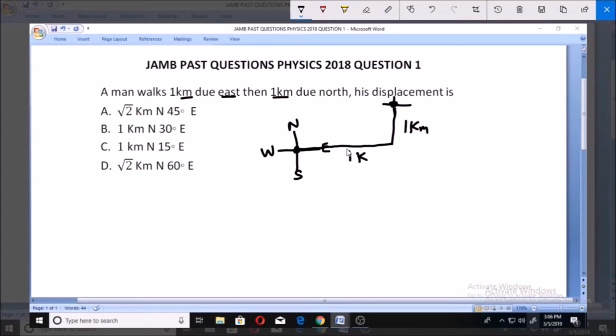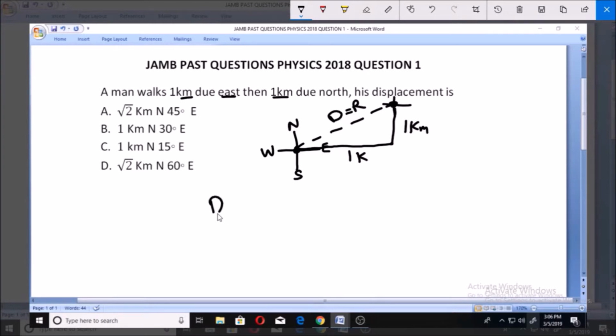So what is the displacement? Displacement is the actual distance from where he started down to where he stopped. So this is the displacement D, also known as the resultant. Because this is the total distance, he can also take this straight to this point instead of walking 1 kilometer down here, then from here 1 kilometer here. So this D is what we are required to find. So how do we find this D?